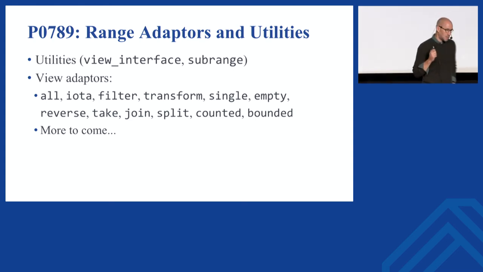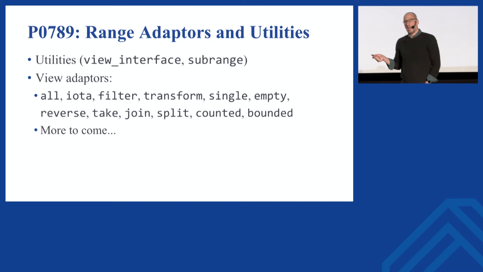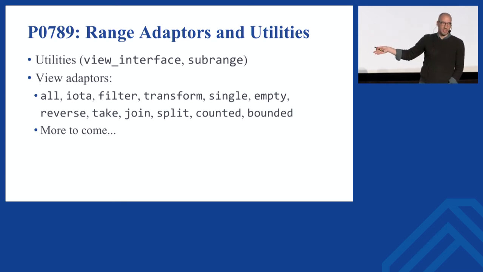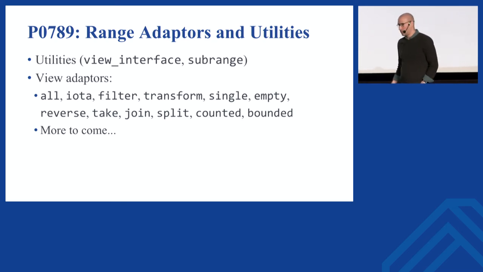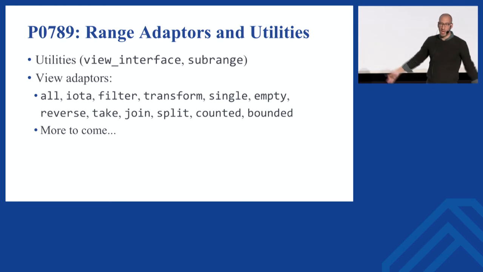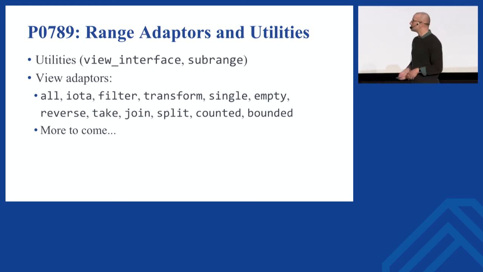It's exciting. Happy about this. This is, I don't know how many, 1, 2, 3, 4, 5, 6, 7, 8, 9, about 10 of them. The Range V3 library has over 40, so this is really just a small subset. And this paper weighs in at over 70 pages. So you can imagine that getting the whole lot in the standard library is going to take some time working on it. More to come.